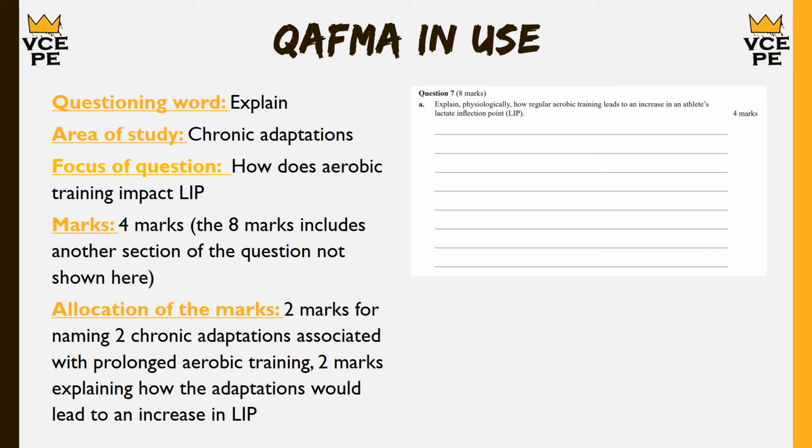And the way I've sort of broken it down, and there's no right or wrong way to do this, it's what you believe is going to happen. You get 2 marks for naming 2 chronic adaptations associated with prolonged aerobic training, and then 2 marks for explaining how those adaptations will actually lead to an increase in your lactate inflection point. So really quickly, you can do that in your head if you practice it a couple of times. If you're about to start trying to do this, I'd actually say write it down first. Do that a couple of times and then try to just do it in your head, and it will become second nature.